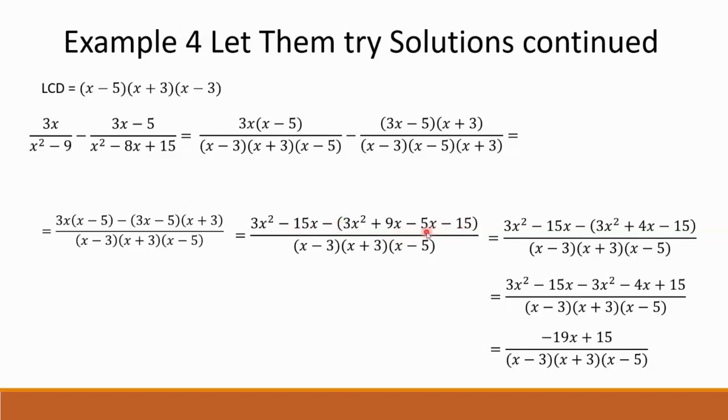In parentheses, the 9x and minus 5x we can combine, so I did that. Now I distribute the minus sign. And it's good to combine like terms. So 3x squared minus 3x squared, that's gone. Minus 15x minus 4x is minus 19x. We have 15 here. And this is our answer.